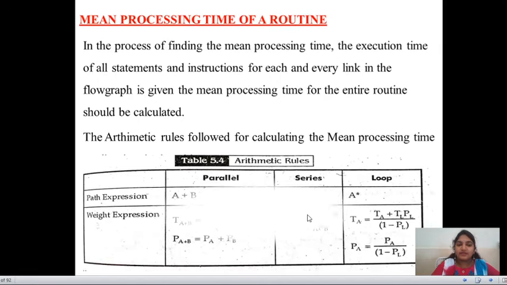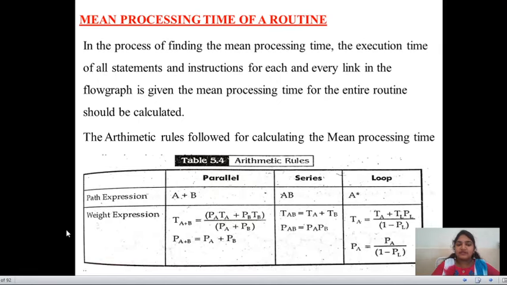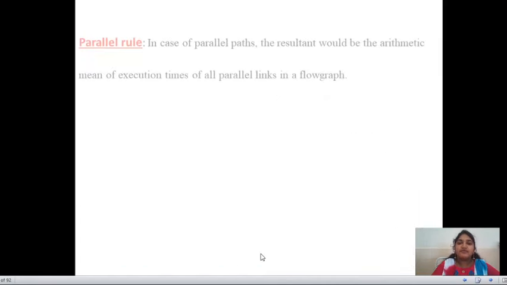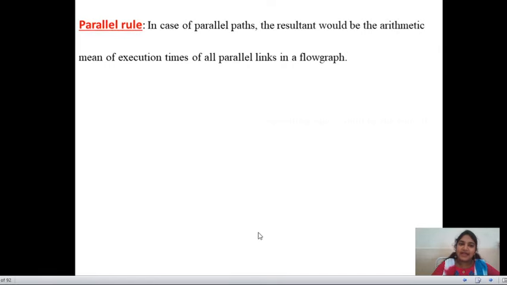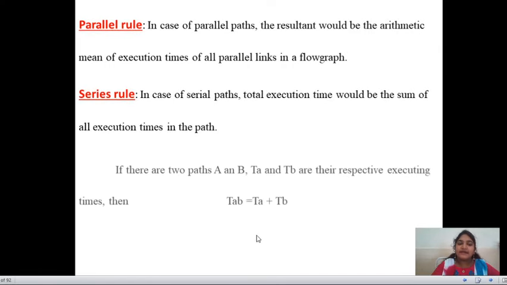So what are the arithmetic rules here? So these are the arithmetic rules, like normal rules for path expression: a plus b, ab, a star. For weight expression, T of a plus b is equal to probability of A expression times time of A expression, plus probability of B expression times time of B expression, divided by probability of A and B. So all these are the rules to be followed as weight expressions after defining the weightings. So how will the mean processing time be calculated in the parallel rule, serial rule and loop rule?